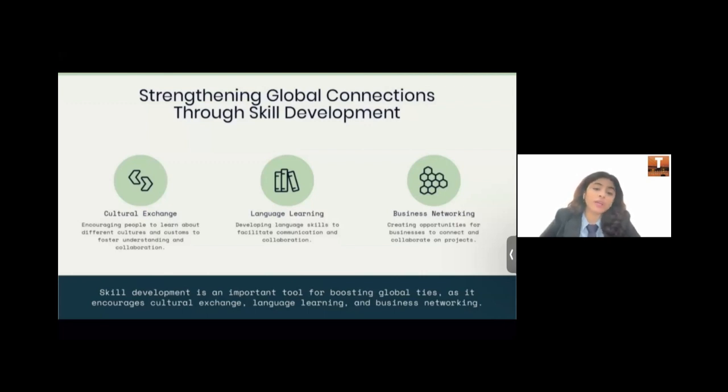Lastly, would be lifelong learning, because skill development is a lifelong journey. It's never ending. And given the rapid pace of change in today's world, continuous learning and upskilling yourself is very essential for individuals to remain competitive and adapt to evolving global trends. Programs that promote lifelong learning instill a mindset of curiosity, adaptability, and resilience. And it also enables individuals to stay connected to global developments and seize emerging opportunities.